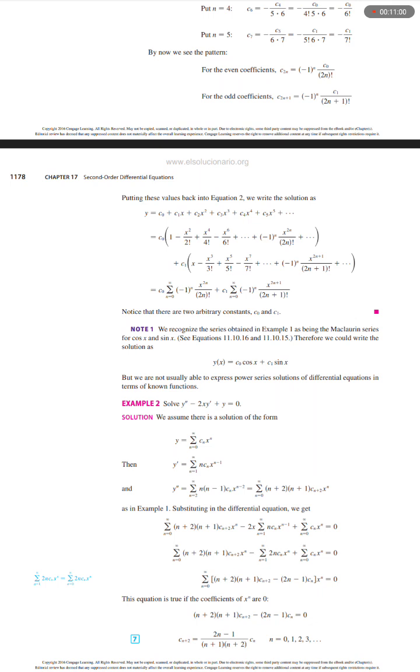Note, we recognize the series obtained in example 1 as being the Maclaurin series for cosine x and sine x. See equations 11.10.16 and 11.10.15. Therefore, we could write the solution as y of x equals c sub naught cosine x plus c sub 1 sine x. But we are not usually able to express power series solutions of differential equations in terms of known functions.